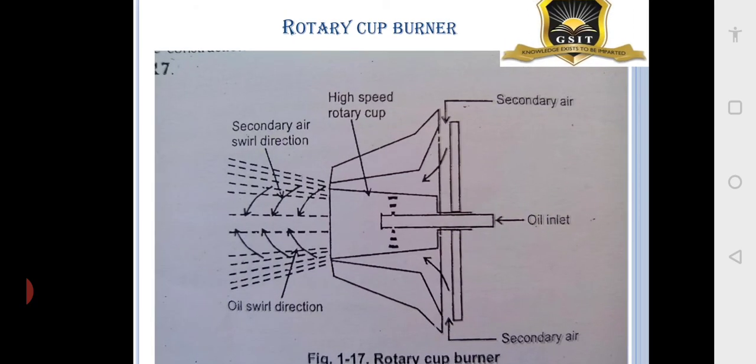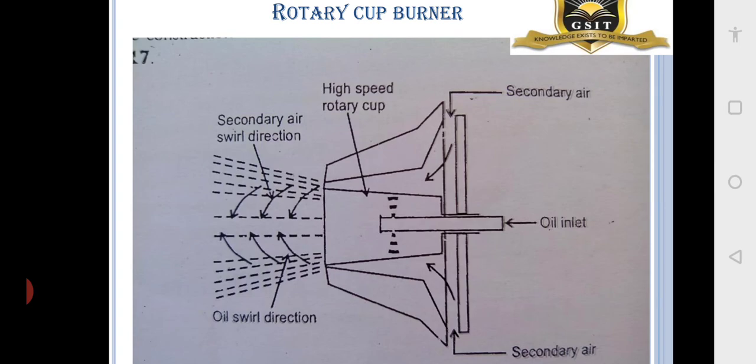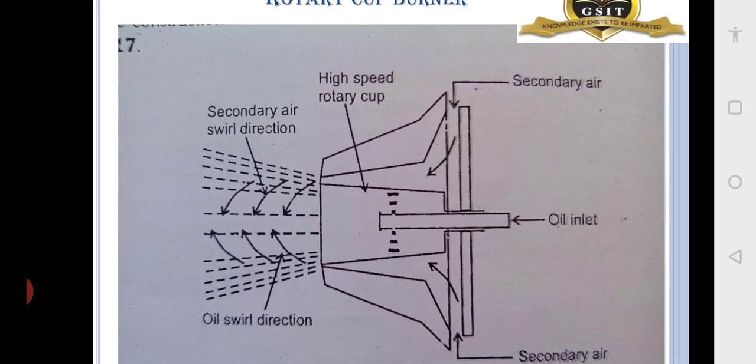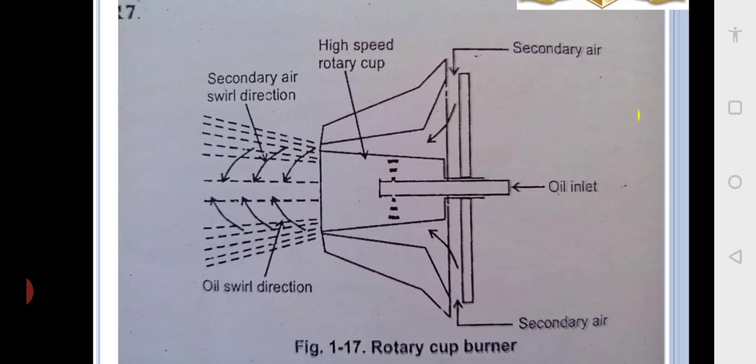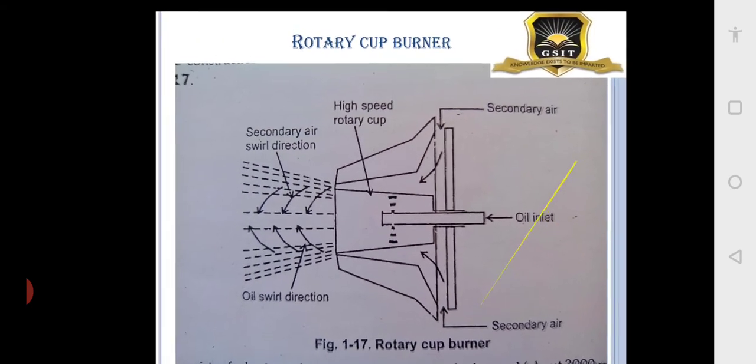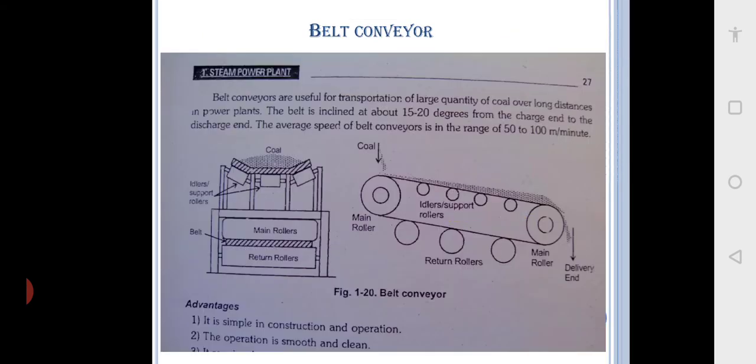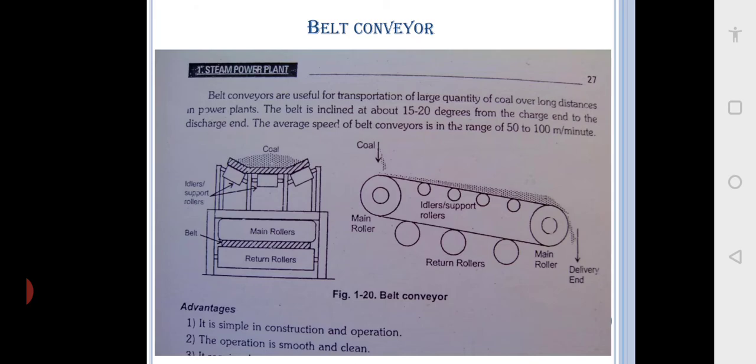So these are rotary cup burners. I was telling about the different burners where you have got primary air, secondary air, and even tertiary air coming. Now we will see the conveyors.